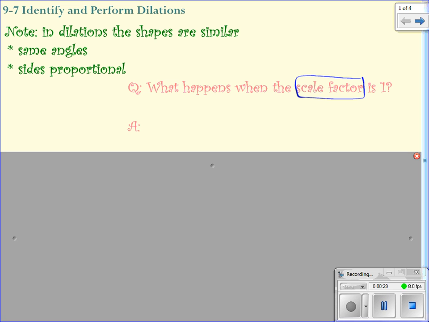What do you think will happen if we have a scale factor of 1? Yes. So what happens if the scale factor is bigger than 1? What happens to the shape? It gets bigger. What happens if the number is less than 1? It gets smaller. Okay. So 1 is kind of that break-even point.